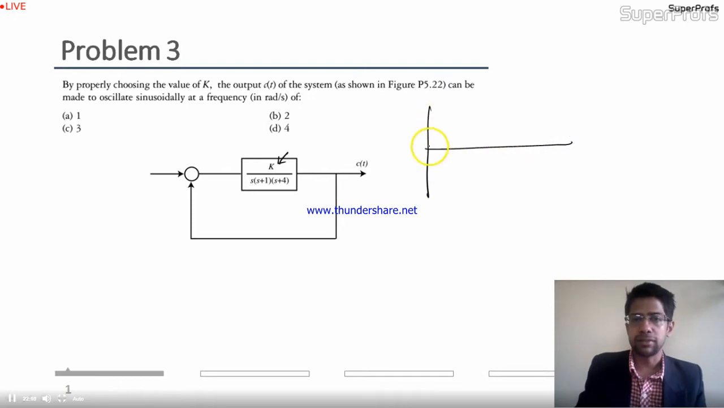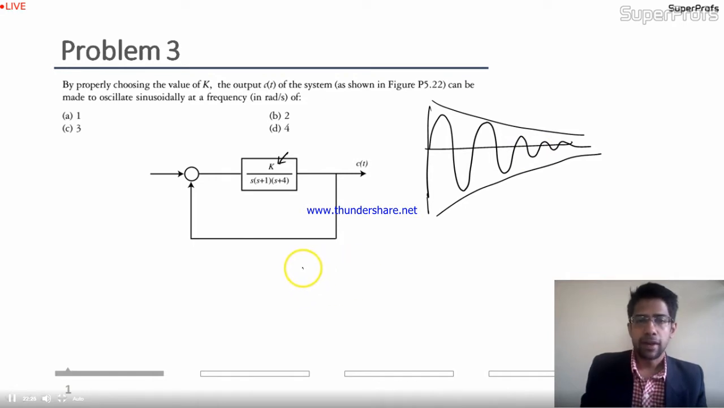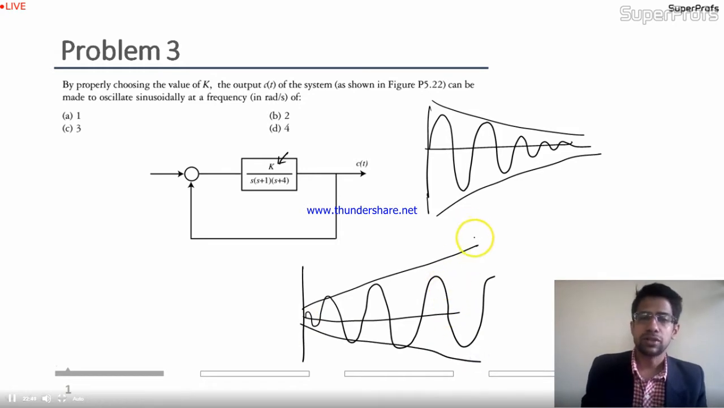So systems might look like these. This will be a decaying system. We don't want this system. The system might also be unstable, so it will keep on increasing. The system might look like this also. So this is stable, this is unstable.